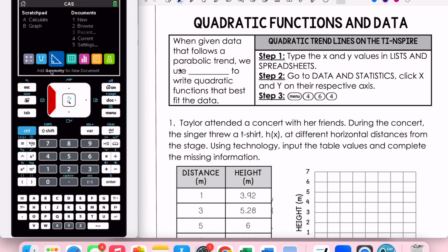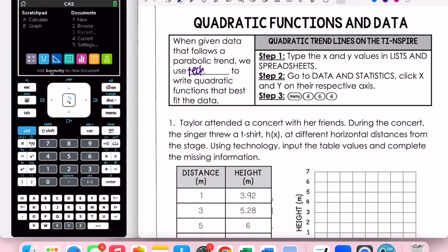In this video, we're going to be talking about quadratic functions and data. So, when given data that follows a parabolic trend, we use technology to write quadratic functions that best fit the data. Now, guys, this phrase parabolic trend, well, we know that the word parabola is used to represent the shape of a quadratic, and that is just a U-shaped graph. So here, remember, our quadratic functions can either open up or down, so you can expect to see that.